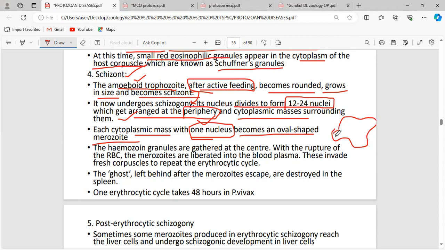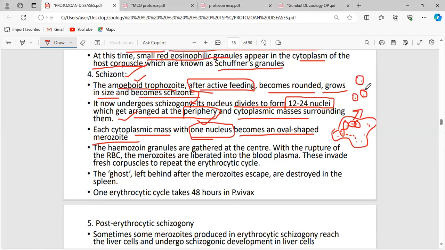They are undergoing some structural modification. The schizont undergoes schizogony. Each one will be producing a nucleus, and every nucleus will be surrounded by cytoplasm like this. Now, after this stage, everything will be converted once again into a merozoite like this.